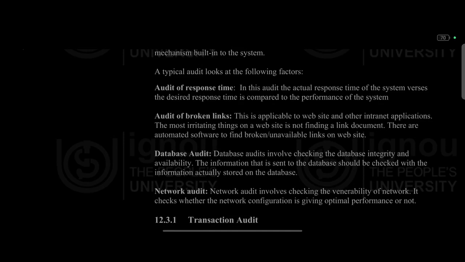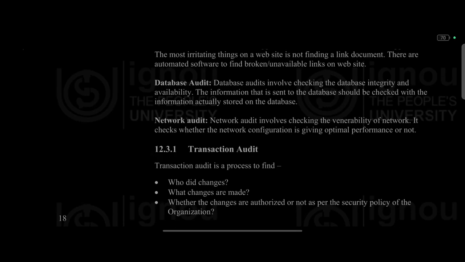Database audit. Database audits involve checking the database integrity and availability. The information that is sent to the database should be checked with the information actually stored on the database. Network audit. Network audit involves checking the vulnerability of the network. It checks whether the network configuration is giving optimal performance or not.